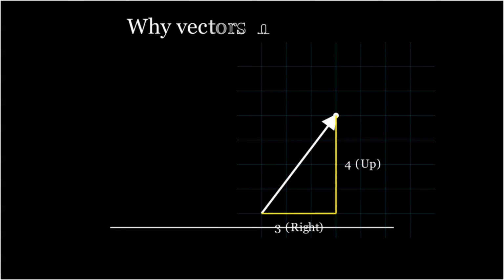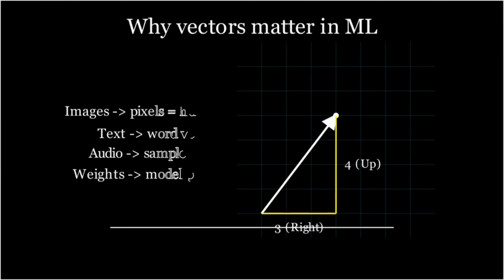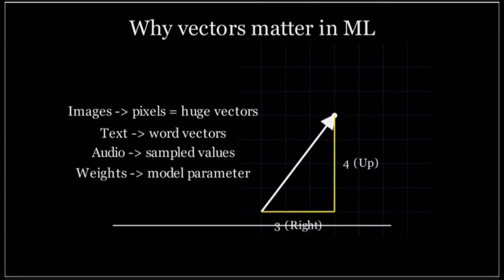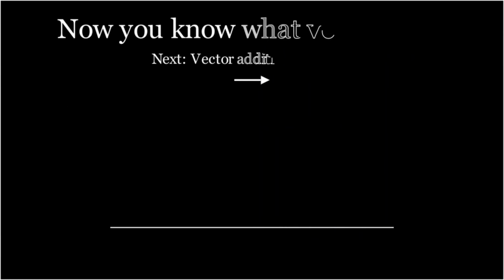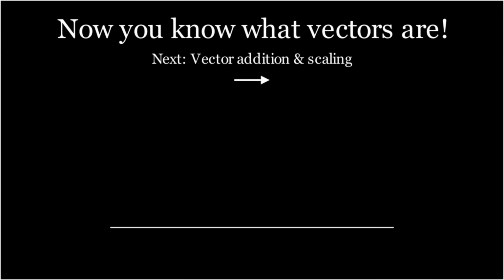Vectors are everywhere in machine learning. Images are vectors of pixels, text is converted to word vectors, and even model weights are vectors. And that's it. Now you know what a vector is.